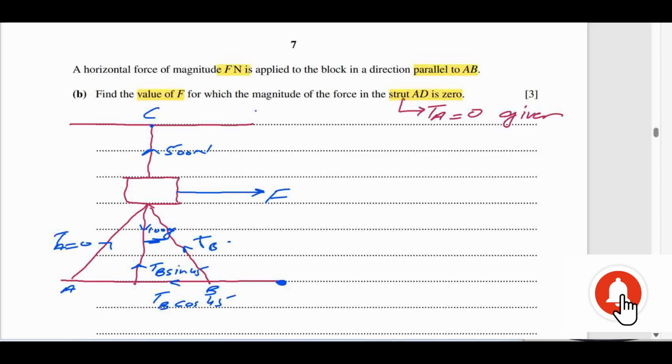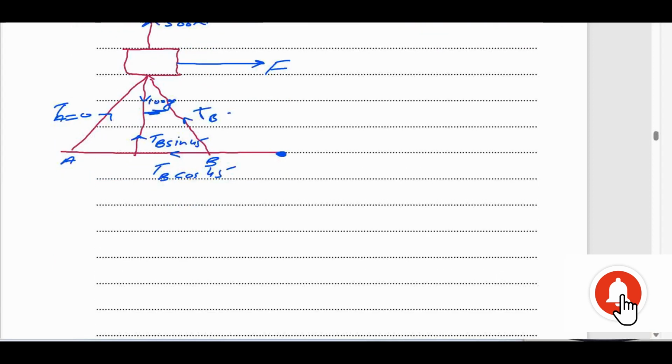Now as it is given in the question, the block is in equilibrium. In the very beginning, it is given that it is in equilibrium. The summation of Fy will be equal to zero. So let's see the vertical forces. Now TB is acting upward, so TB sine of 45 plus, now 500 is also acting upward, minus 100G. 100G is the vertical component of the weight.